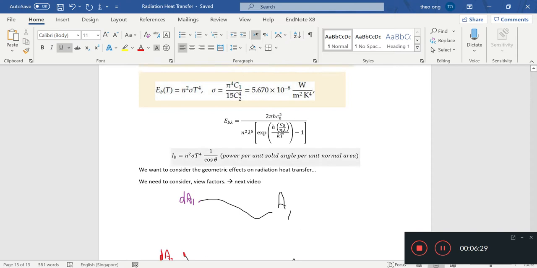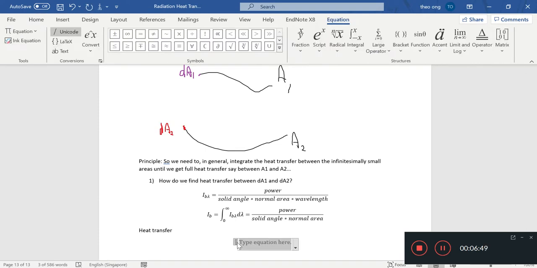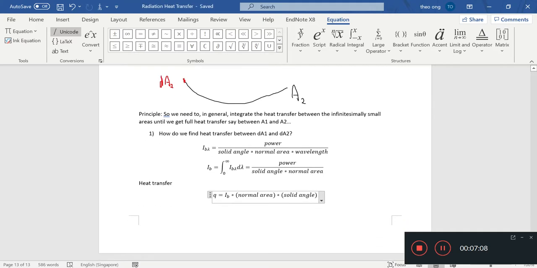Find out the proper relation between, let's say, EB and IB. So we have this first, and let's say the heat transfer. You just have to find the Q equals the power, or rather the intensity, times the normal area times the solid angle, right? So we'll try and find expressions for each of these.